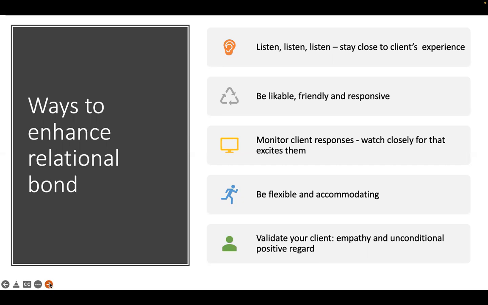Be likable, friendly, and responsive. Again, we have all our own beliefs on what this looks like and how we do it. It's important to incorporate the client's perspective into that. Because remember, thinking about the relationship, it's the client's perspective or their perceived relationship with us, and then our perceived relationship with them as well.